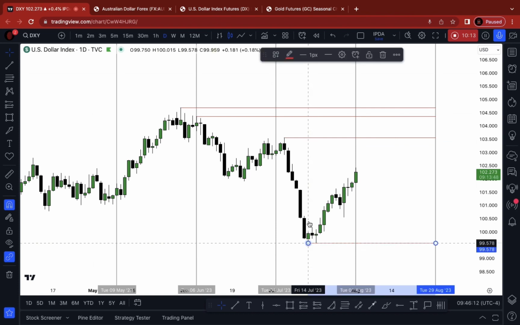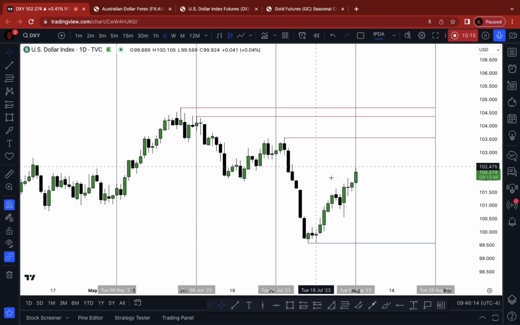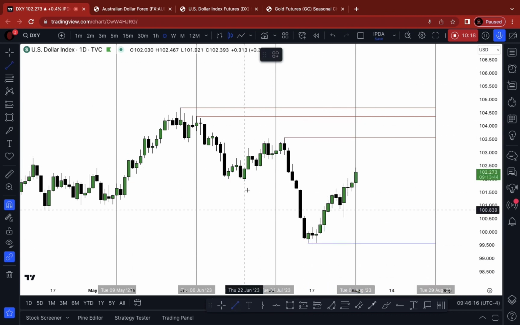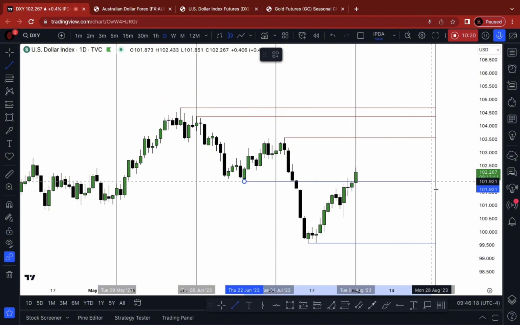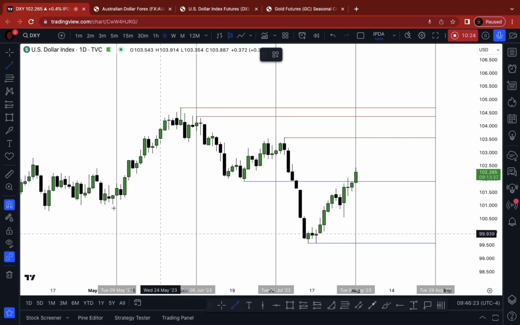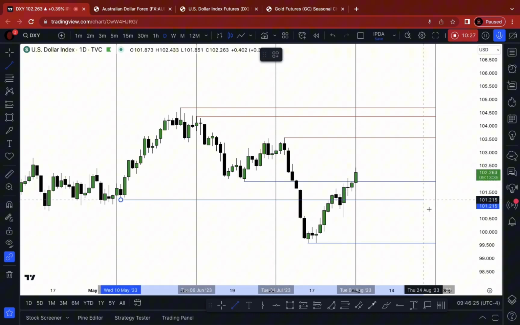9957. So this is the lowest low here in the last 20 days from the beginning of the month. Then we have this old low. You can see price is currently trading up into it right there. And we also have the 60-day low. So right here.